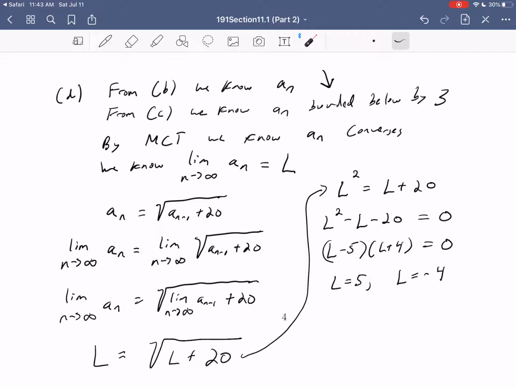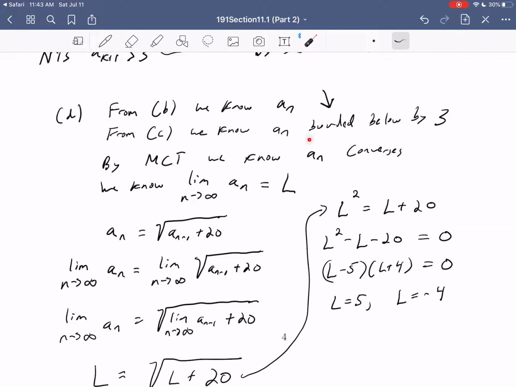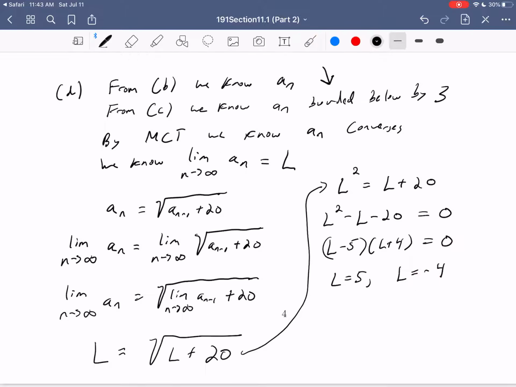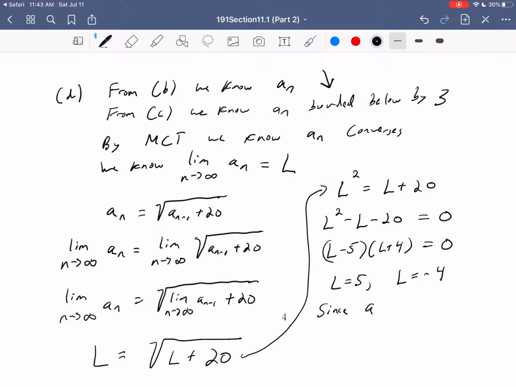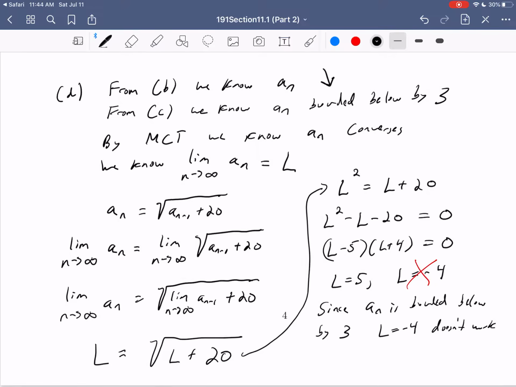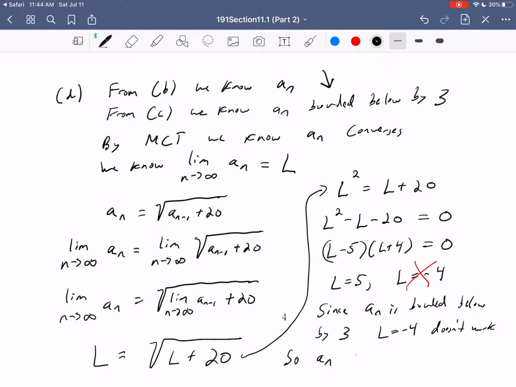How do we choose? Well, remember, we know that it is bounded below by 3. So our limit never goes below 3. Well, that means this guy is out. Since a sub n is bounded below by 3, L equals minus 4 doesn't work. So we can cross this one out, and we are convinced. So a sub n converges to 5. So this must be our limit.